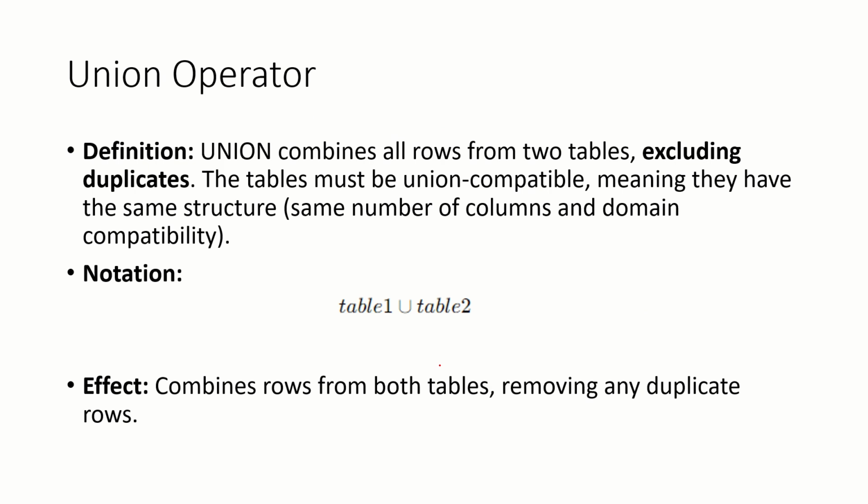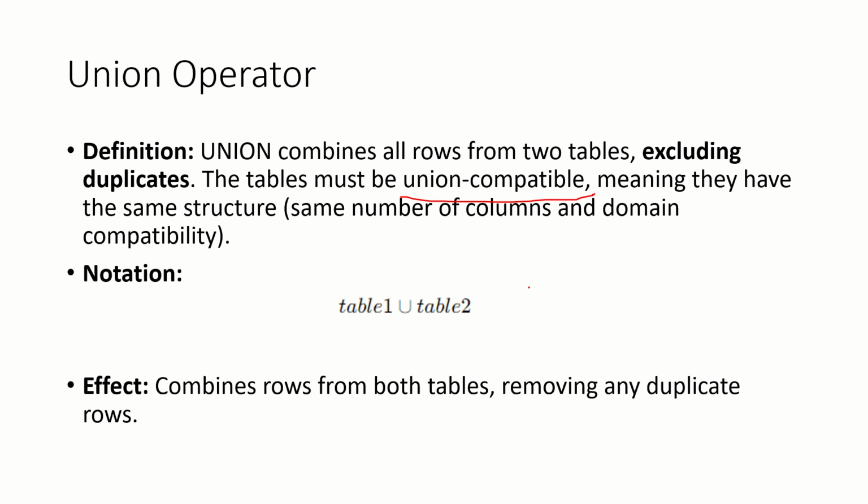Union. So union will combine all the rows from two tables, and remove all the duplicates. This table must be union compatible. Okay, compatible, that means you have the same structure. The same structure means the tables have to have the same number of columns. Each column, the attributes, should have the same domain.